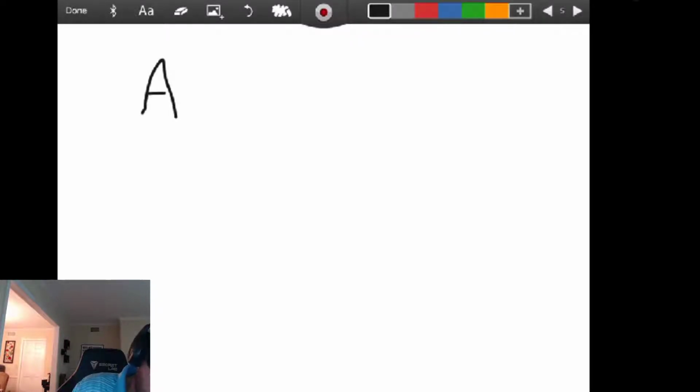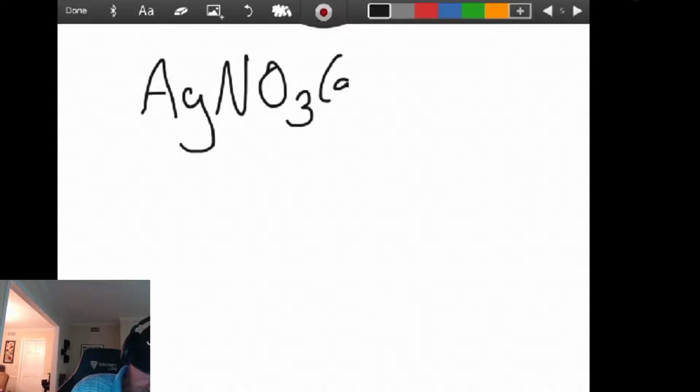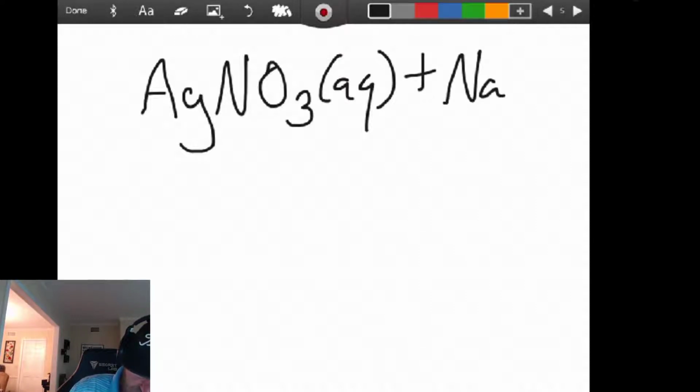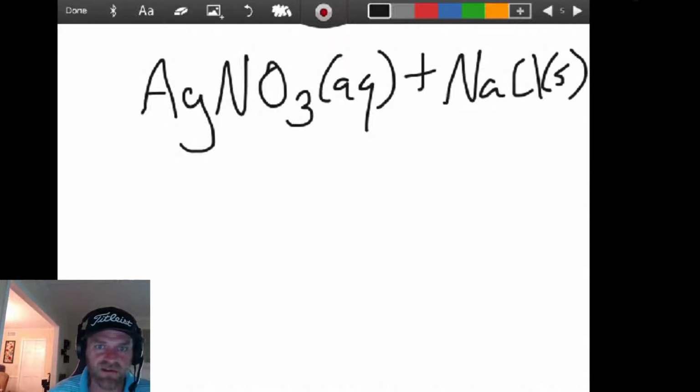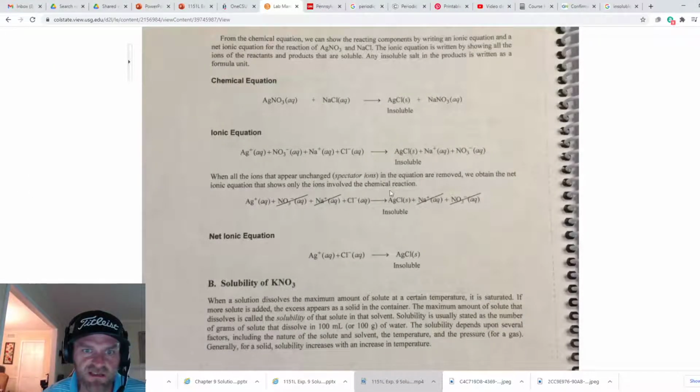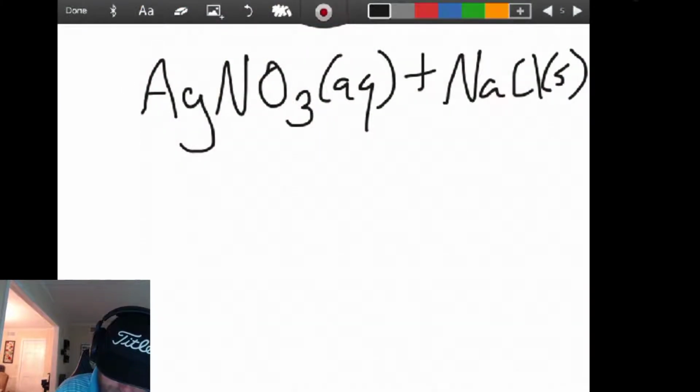Okay, so our equation is AgNO3 aqueous plus NaCl. We'll say solid just because. I don't think they use solid in the text. Let me see what they use. NaCl aqueous. Okay, I'll change that. AQ. Can y'all see that? Okay. And then I'm going to put my little yield sign.